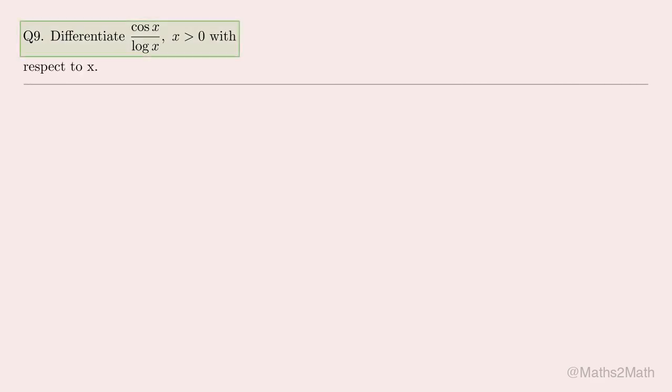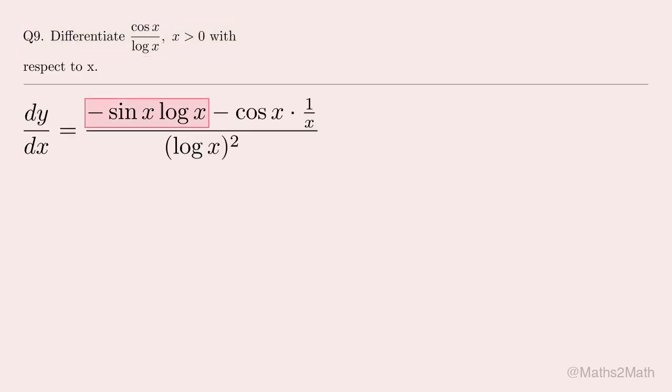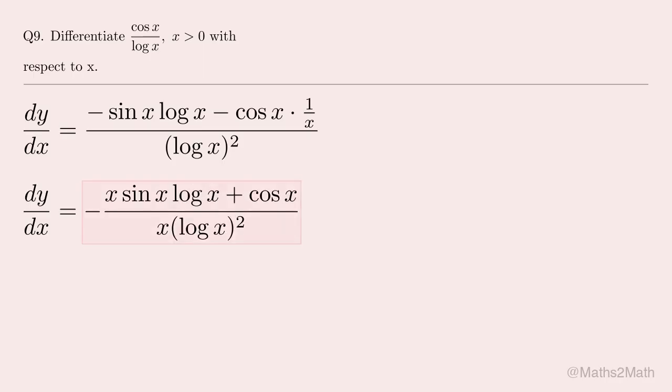Question 9. Cosine over logarithm, the quotient rule with a log in the denominator. Derivative of log x is 1 over x, which brings an x into the final denominator. Quotient rule: minus sine times log minus cosine times 1 over x, over log squared. Multiply numerator and denominator by x to clear the inner fraction.